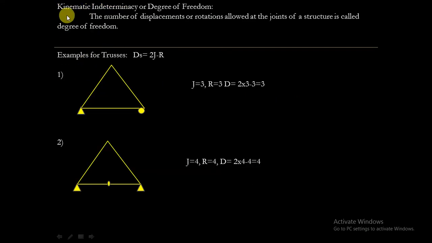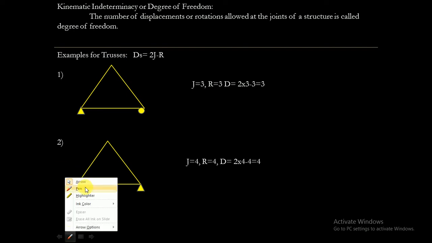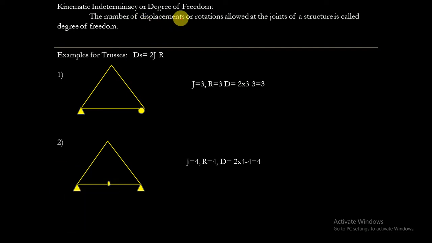Let us see the kinematic indeterminacy or the degree of freedom. Kinematic indeterminacy is nothing but the number of displacements or rotations allowed at the joint of a structure, which is called the degrees of freedom. Let us take this example of the trusses. It is given by Ds equals 2j minus r.